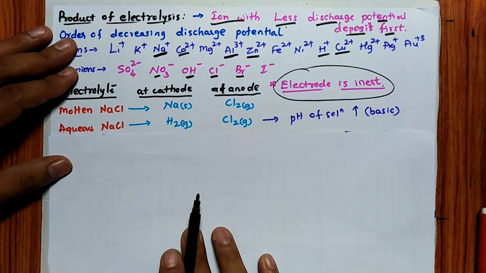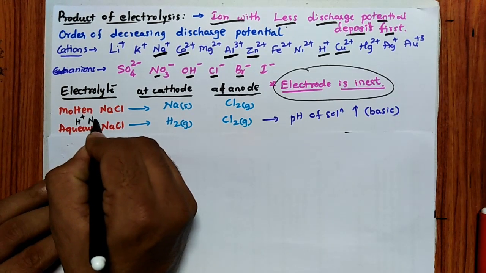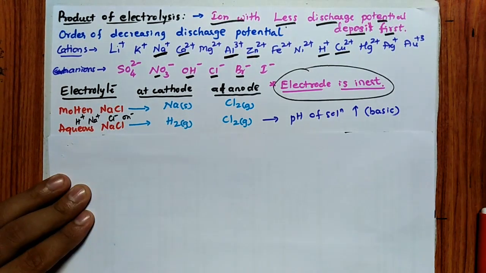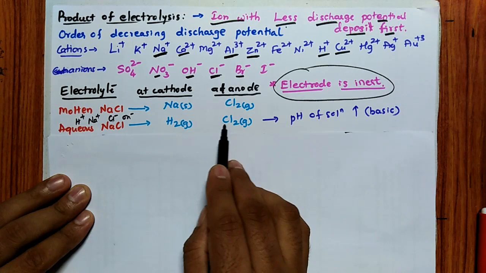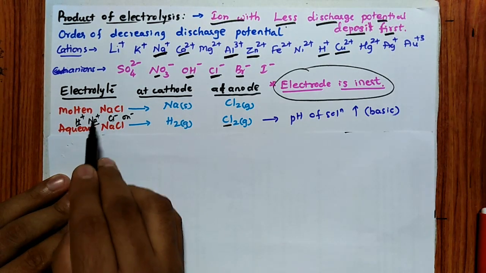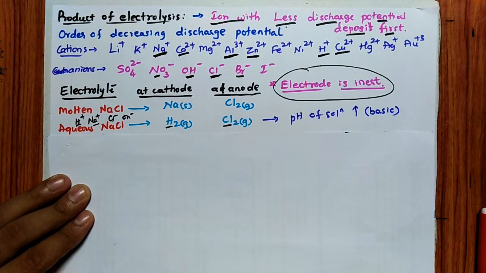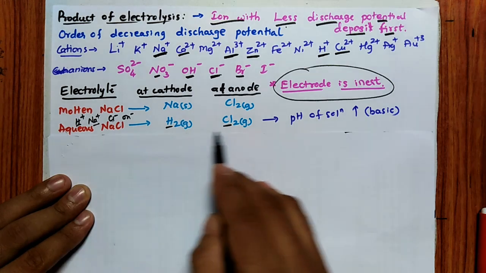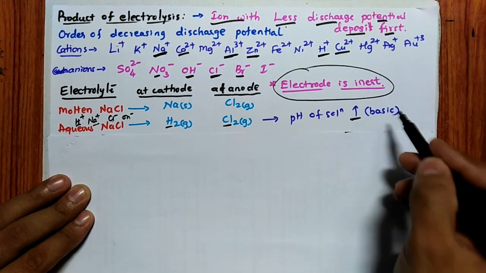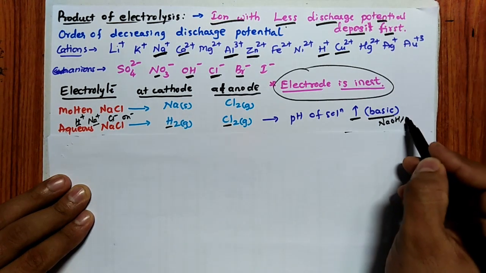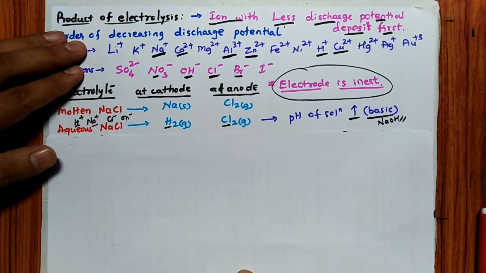Fine. If the question is aqueous NaCl, remember aqueous NaCl, here there are H plus ions, Na plus ions, Cl minus ions and OH minus ions. Among Cl minus and OH minus, Cl minus requires less potential and Cl2 gas liberates. Then between H plus and Na plus, less current is required for H plus, so H plus liberates as hydrogen gas. The question they have asked once: what about the pH of the solution when aqueous NaCl undergoes electrolysis? The pH of the solution increases because the product formed is NaOH. So Na plus and OH minus are left as NaOH, and the solution becomes basic in nature.